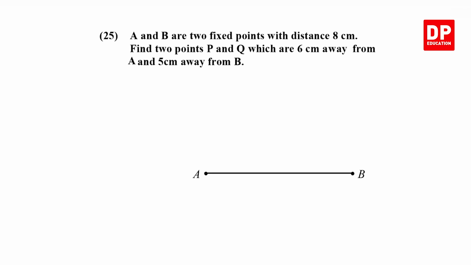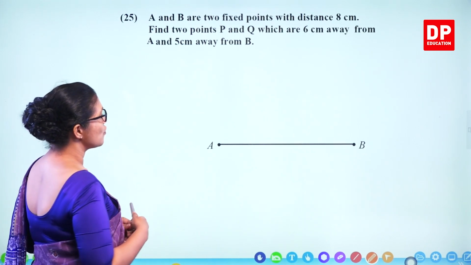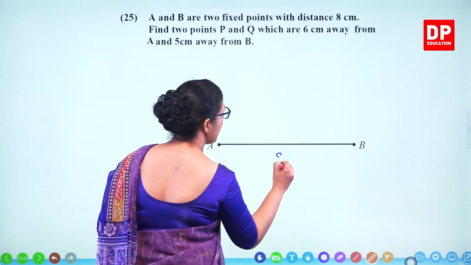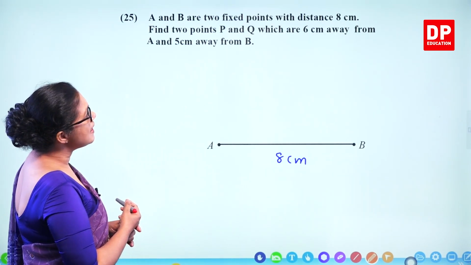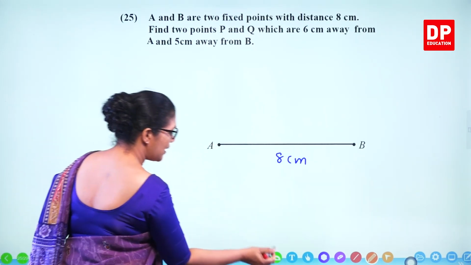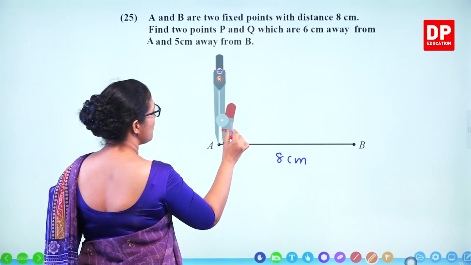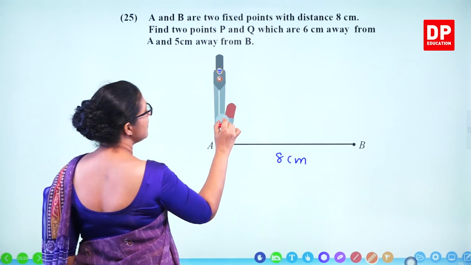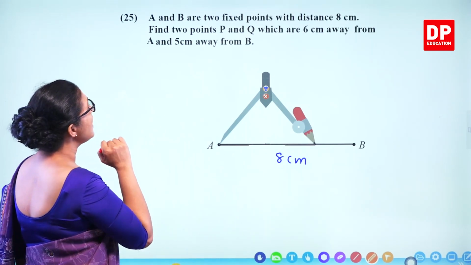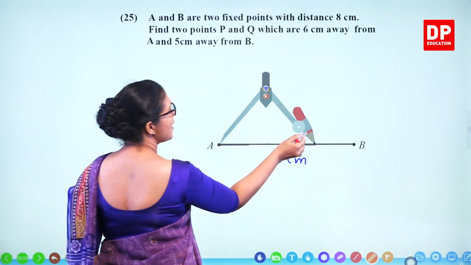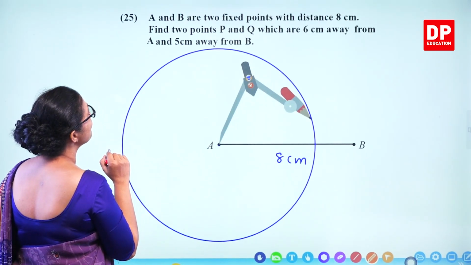Question number 25. This is your last question in this paper. A and B are two fixed points with distance 8 centimeters. So this is 8 centimeters given. Find the 2 points P and Q which are 6 centimeters away from A. So we'll take roughly 6 centimeters away from A. No need to measure here because 8 is not accurately done. So we can take 6 is like here. So from A, 6 centimeters away. So we can draw a circle like this. So this is 6 centimeters away.